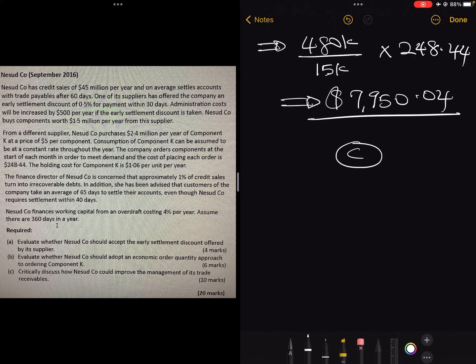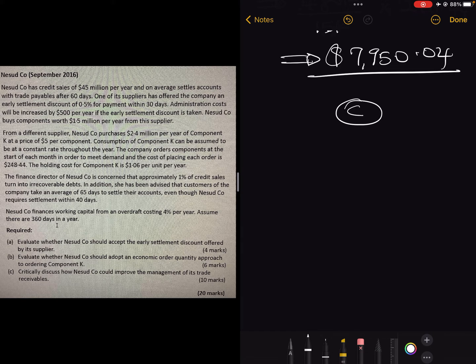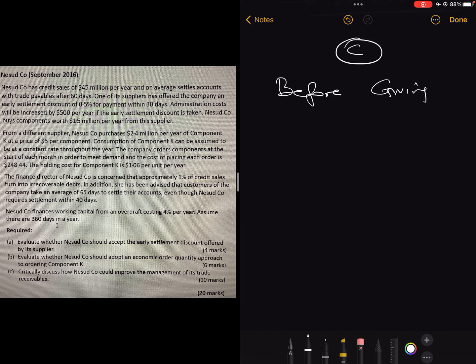The C part of the question is also an account receivable. And that is critically discuss how Nesud Co. could improve the management of its receivable. Yeah, we dealt with this in my video on managing account receivable. I said, anytime you see this question, think about things the company needs to do before even giving credit. Think about what it would do after it had also given credit.